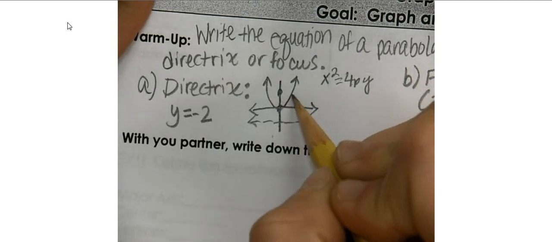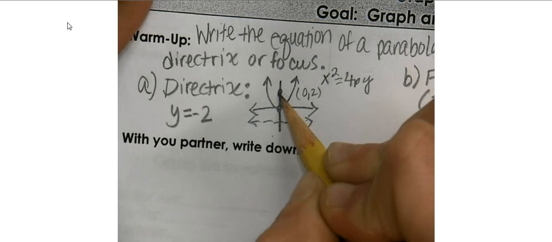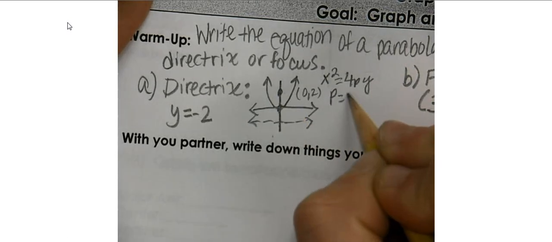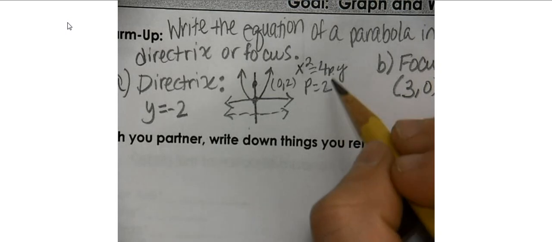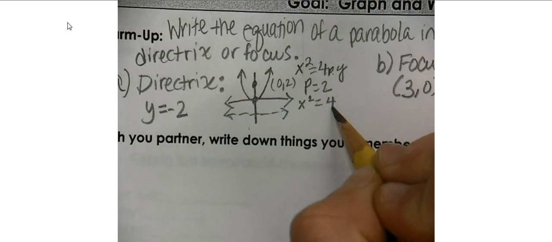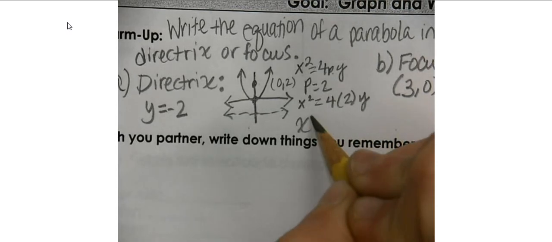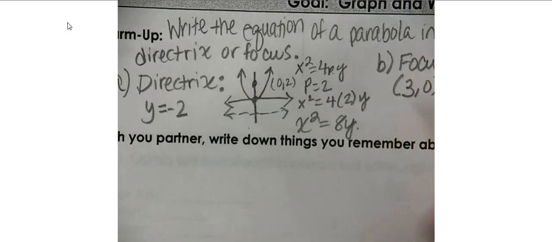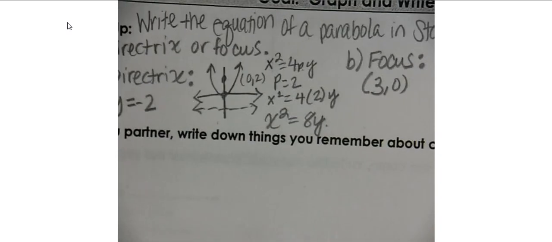Our focus in this case is going to be located at (0, 2), so that means our p-value is equal to 2. So I'm going to let p equal 2, and I'm going to write x squared is equal to 4 times 2 times y. And so our equation is x squared equals 8y. And that is our first answer. So now let's go ahead and look at letter B.